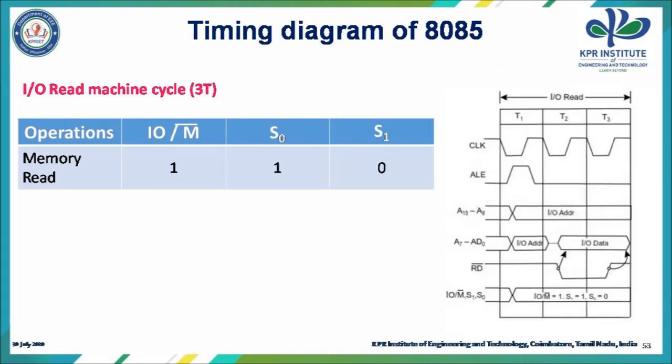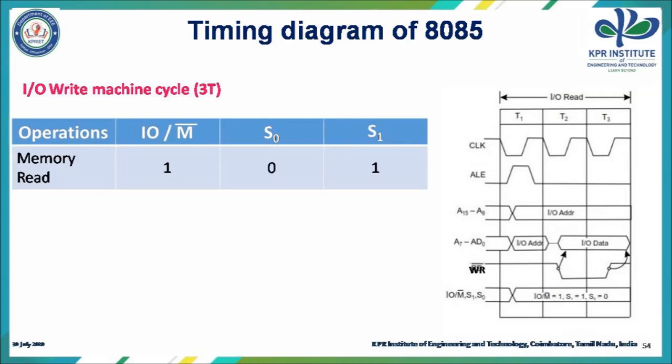Now coming to the IO read machine cycle of 8085 processor. Until now we have been seeing memory related operations. Now this is an IO related operation, so IO/M bar is equal to 1 here. The operations performed by ALE, A8 to A15, AD0 to AD7 are as usual like the memory operation, and here it is a read machine cycle. So we are using the read bar pin which is made low during T2 and T3, and for read operation, as we know, S1 S0 will be equal to 1 0.